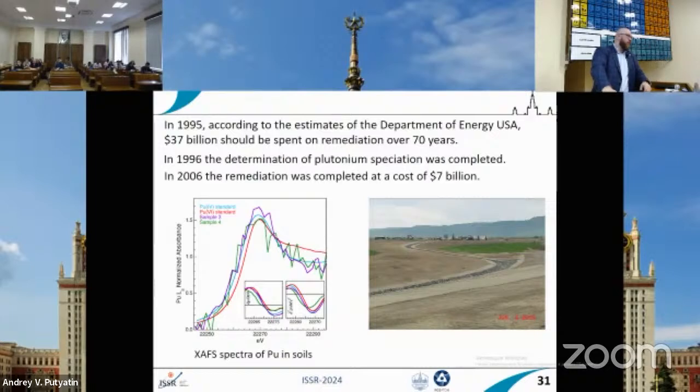And they did it in 10 years, not in 70 years. And it cost not $37 billion, but only $7 billion. So this information about the chemical speciation, the chemical state of the element in your soil, can really help to save time and money. And it was good for the company because they received 30% of this difference as extra money. So it's quite good for the company.